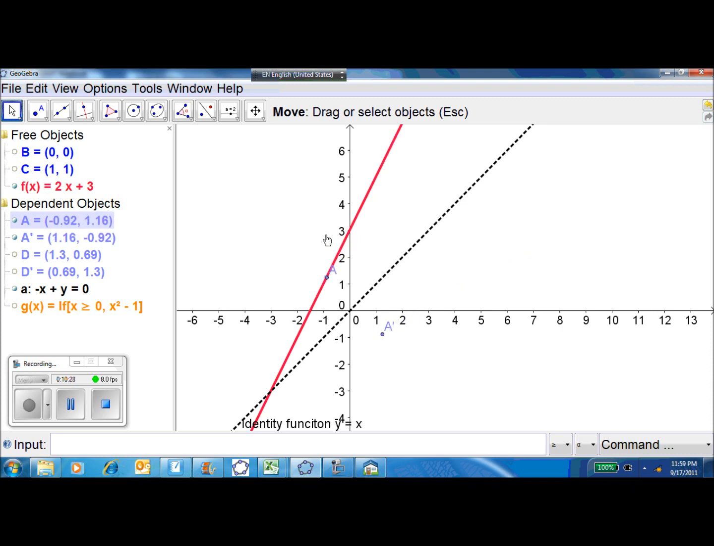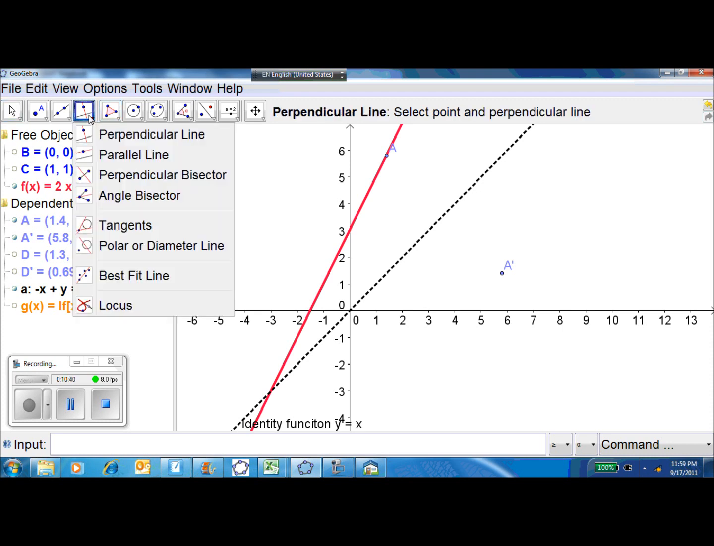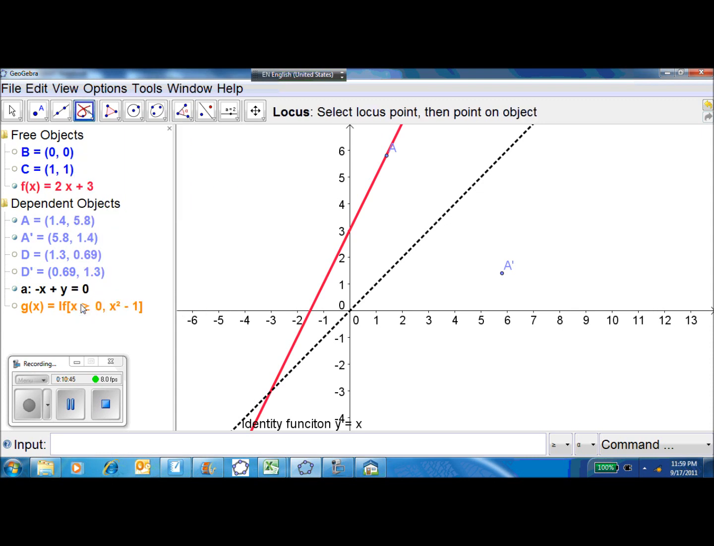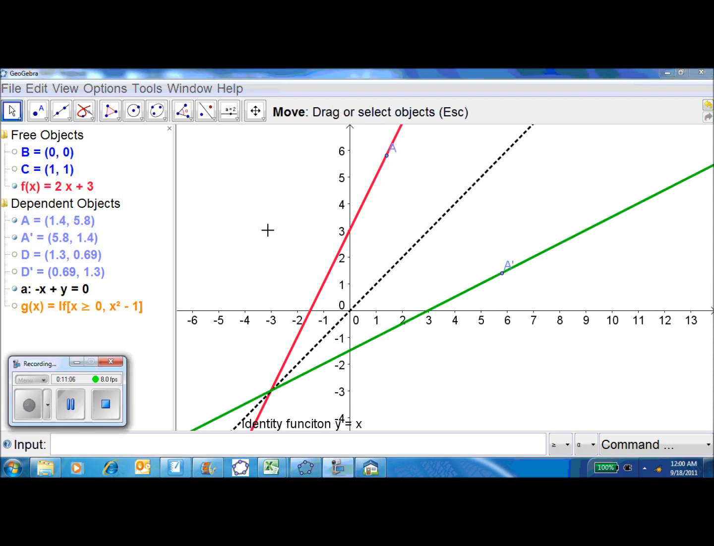Now, here's a trick to actually create all the points that make up the inverse function. It's called a locus. It's in your section on intersections or perpendicular lines, on parallel lines, and so forth. You pick locus, and it will create the locus of points. Select the locus point, then point on object. So we've defined A as an object on the line. This is our locus point. So we select the locus point, and now the point A on the object. And there it creates another line. I just made it green to contrast the red original function, and here's the green inverse function.